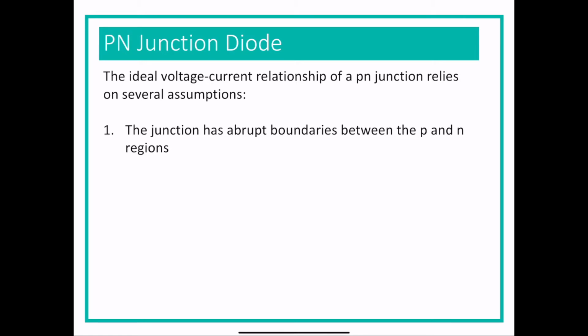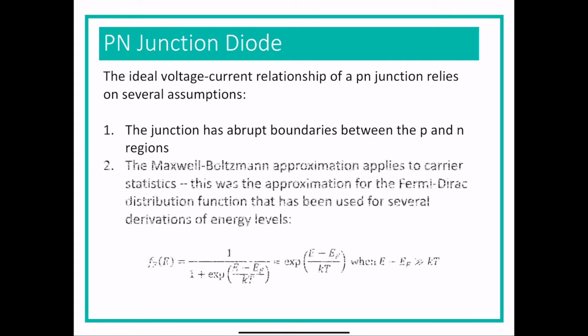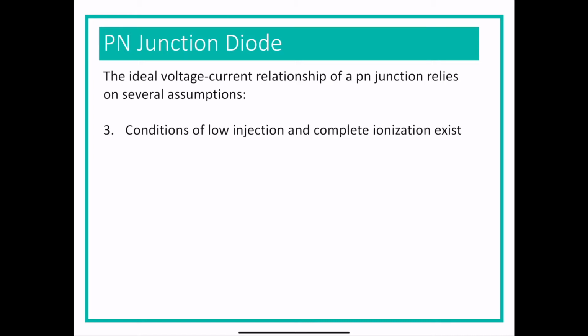We're going to assume the Maxwell-Boltzmann approximation applies to carrier statistics. We also have been doing this all along, so this is not new. This is something that we've been doing, an assumption we've been using. Low injection and complete ionization conditions, which is also something we've been assuming pretty much all along, whether you knew it or not. And then some assumptions about current.